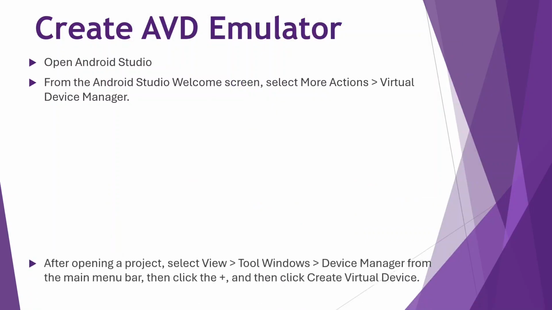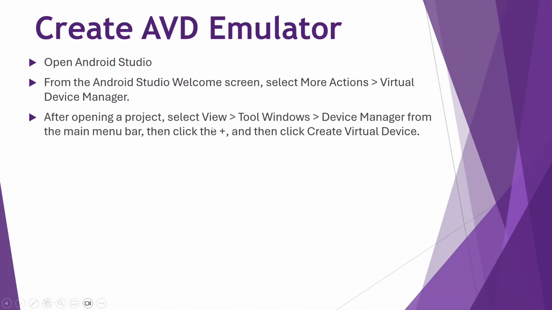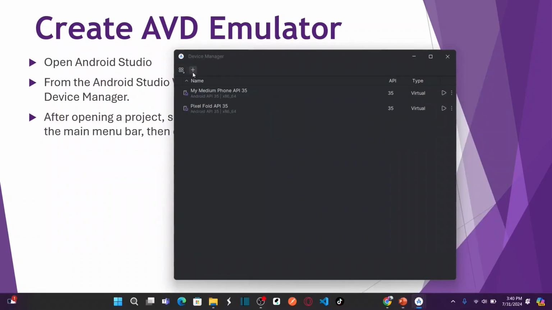Once you select Virtual Device Manager, you need to click on the plus icon and then click Create Virtual Device. This is the plus icon where you can create a virtual device. Before we create one, you can see the list of virtual devices already available in my system. Sometimes when you install Android Studio, you might get some default devices pre-configured, or you might not. In your case, this screen might be empty. Don't worry, we are going to create a new device.